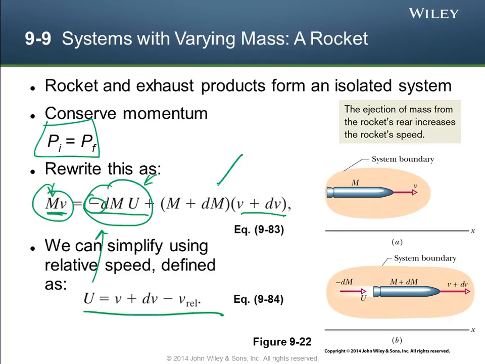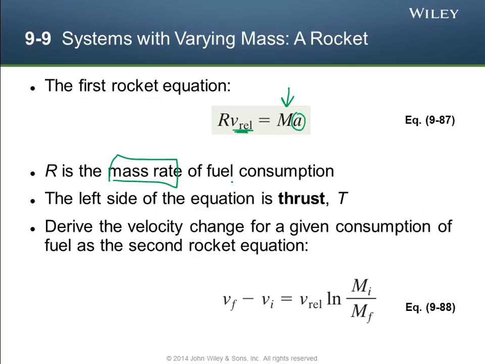From this complicated equation, we can simplify things to a nice, simple equation if we look at the mass rate. Now, if you want to derive that and see where that comes from, it takes a little bit of algebra, and you can even look at a derivation in the book in Chapter 9. But the left side of this equation is what we call the thrust. That's the thrust force, and that's how much force we're getting out of this.